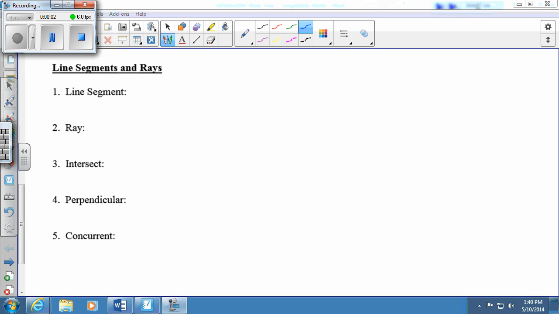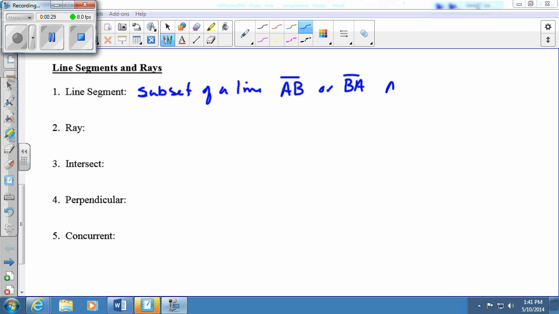Continuing our geometry definitions, we have a line segment. A line segment is a subset. So if you recall what a subset is, it's part of that line. So it's a subset of a line. And so we denote this with A and B. Those are my points. And then we just have this line with no arrows on either end. We could have also written this BA with the line. A and B would be called our endpoints.